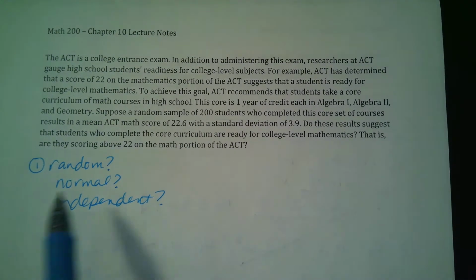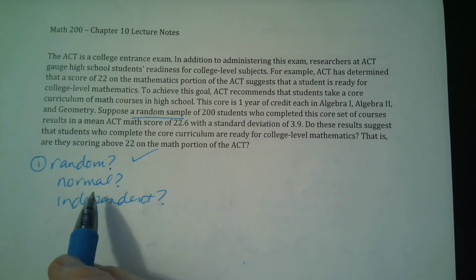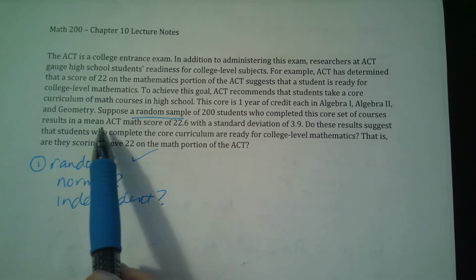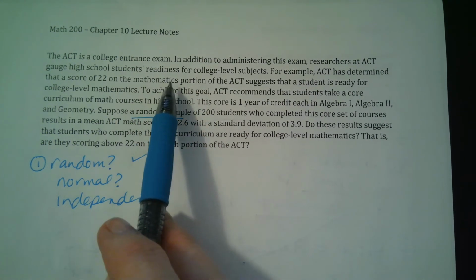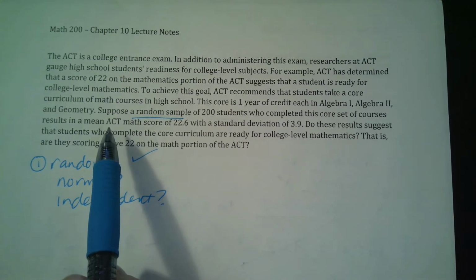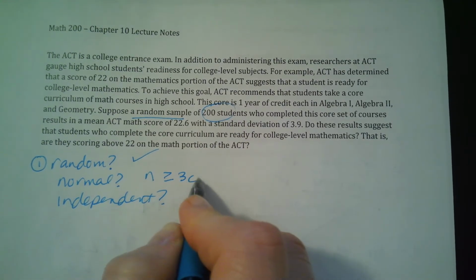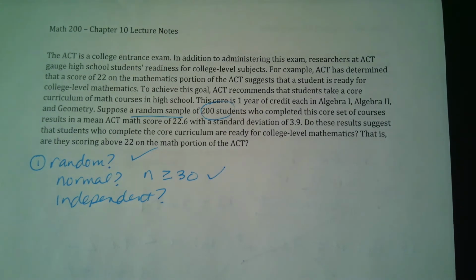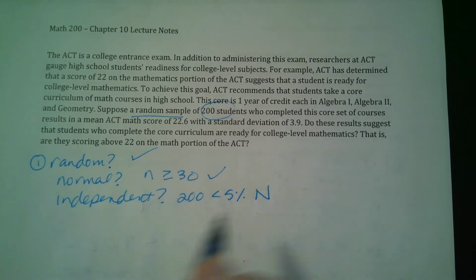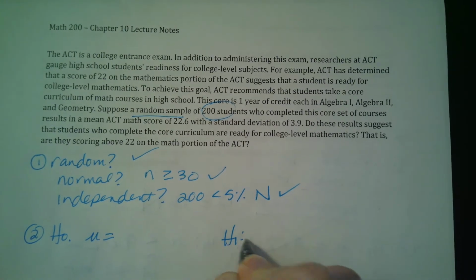So in order to determine that it's random, you have to look to see whether these 200 students were randomly selected, and it states right here that they were. In order to prove that it's normal, the original population distribution has to be normal. So we have to see whether there was a normal distribution originally. It doesn't state anywhere in the sentences that the population was normal, but we can assume that our sample distribution is normal because n certainly is greater than or equal to 30. So we can assume that this is, using the law of large numbers, approximately normal. Also, is it independent? Is the 200 students less than 5% of all people who take the ACT? And yes, it is.